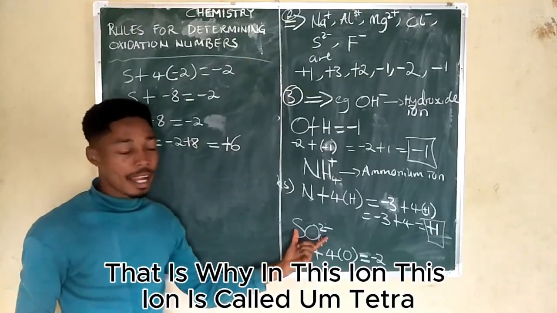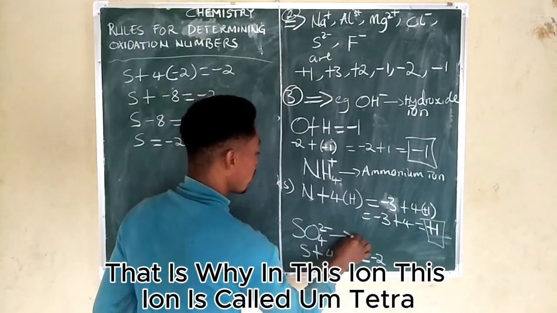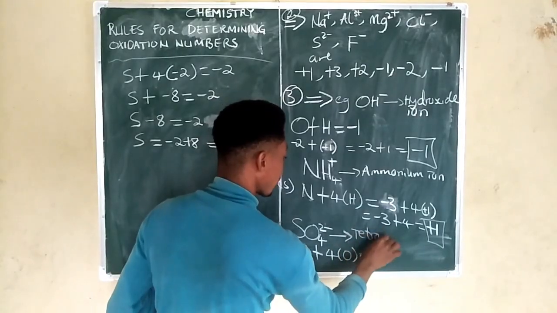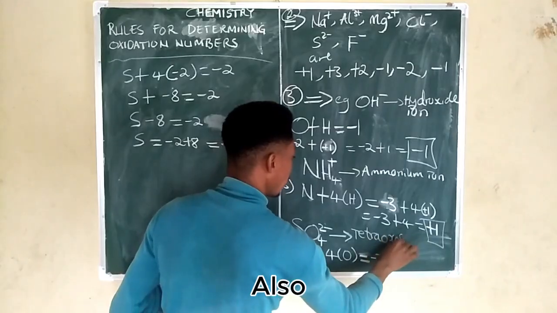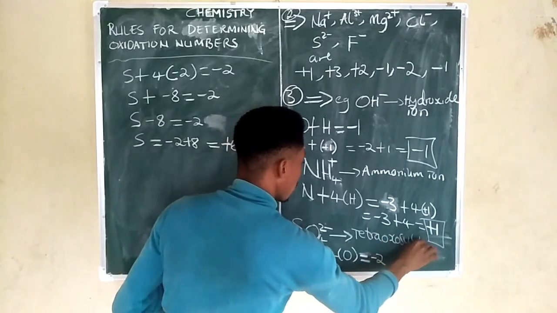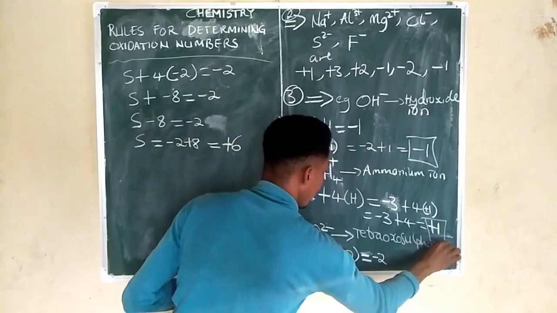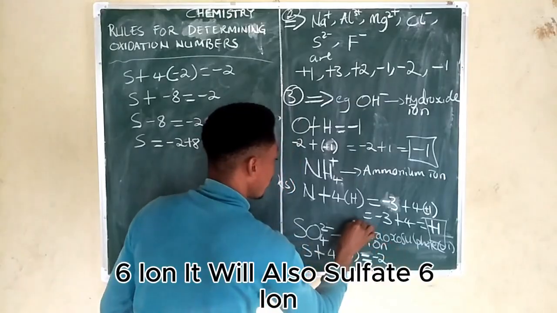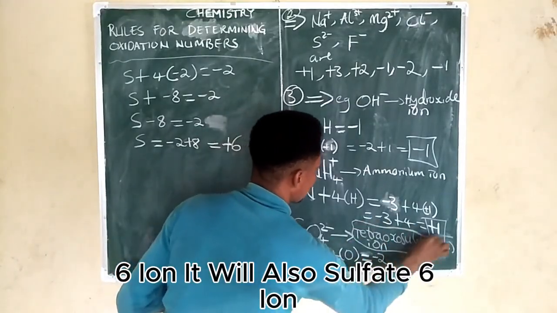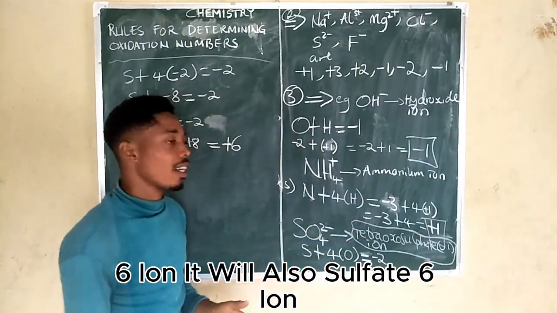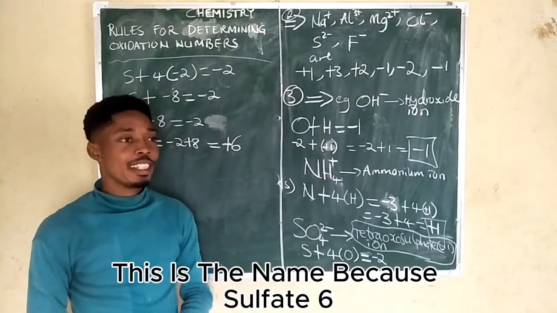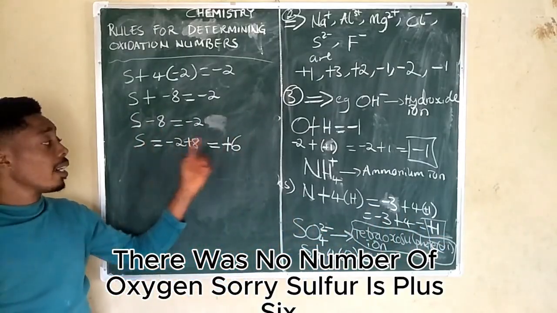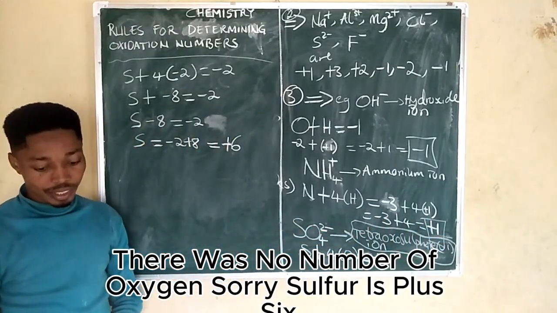That is why this ion is called tetraoxosulfate 6 ion. Tetraoxosulfate 6 ion. This is the name because in sulfate 6, the oxidation number of sulfur is plus 6.